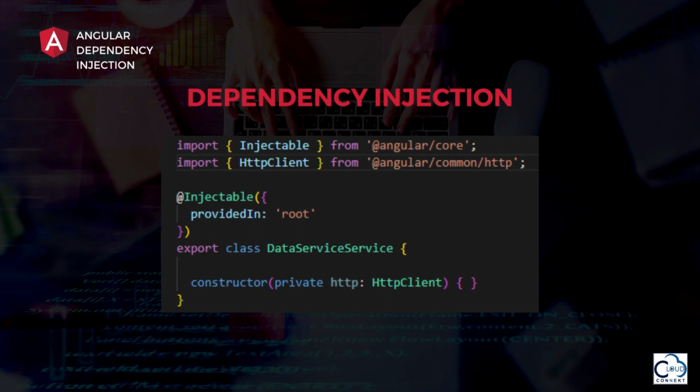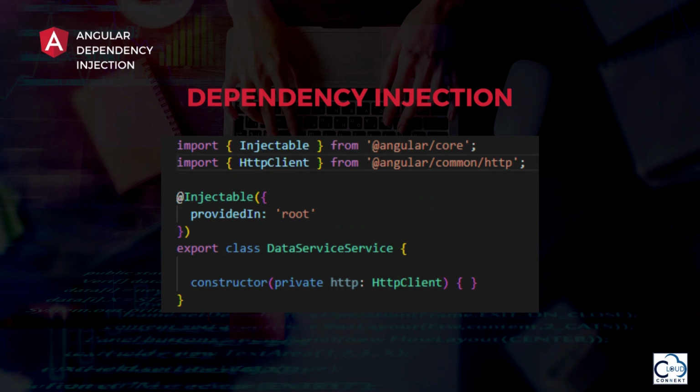A provider is a function that returns an object that represents the dependency. Once you have defined your providers, you can use them to inject dependencies into your components or services. To do this, you simply specify the dependency as a constructor parameter. Angular's dependency injection system will automatically create an instance of the dependency and pass it to the constructor when the component or service is created.